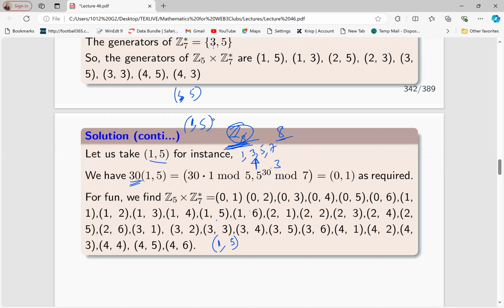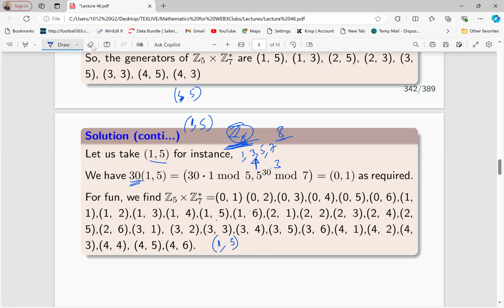We said this group is of order 8, so the generators of this group must also have order 8. So coming back to our question, the group in question has order 30. So it means the order of the generator must also be 30.